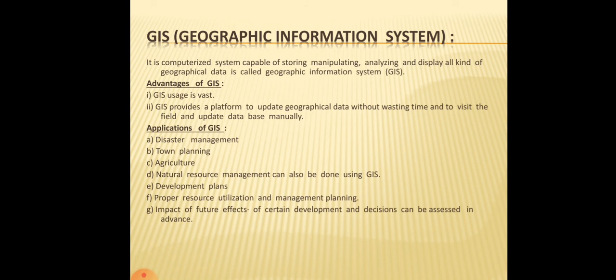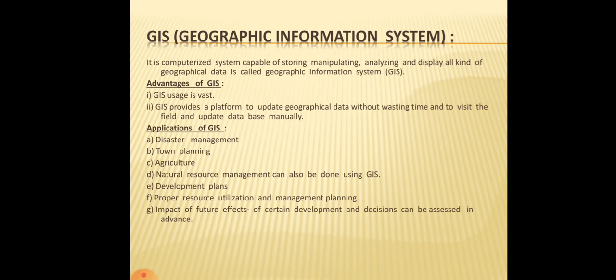Then advantages of GIS. What are the advantages? GIS usage is vast. GIS provides a platform to update geographical data without wasting time visiting the field and updating the database manually. The next one, applications of GIS. For what will it be used? For disaster management, that is in the case of earthquakes, floods, cyclones, etc. The next, for town planning, that is proper usage of land, transportation management, efficient water supply, irrigation, pollution control and waste management, which can be planned by implementing this.